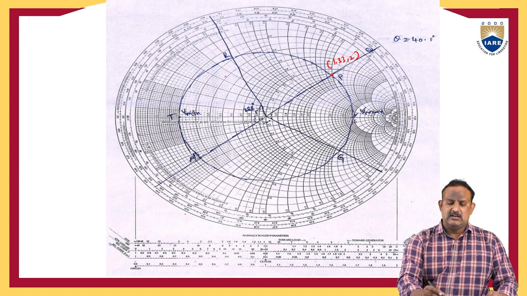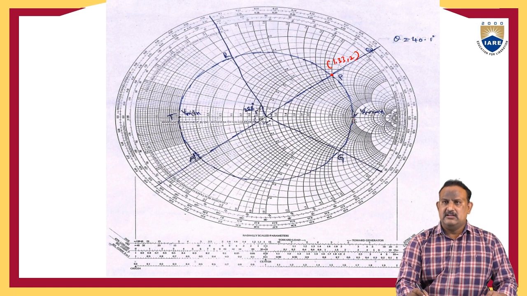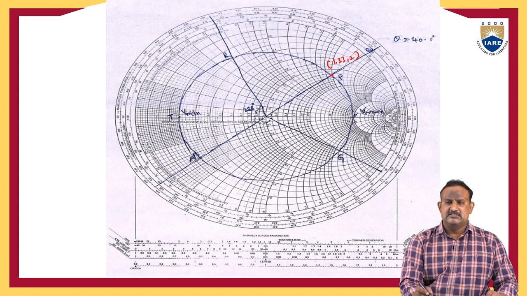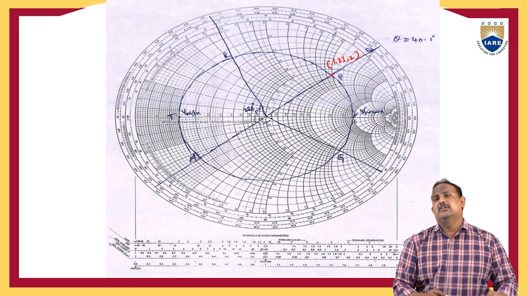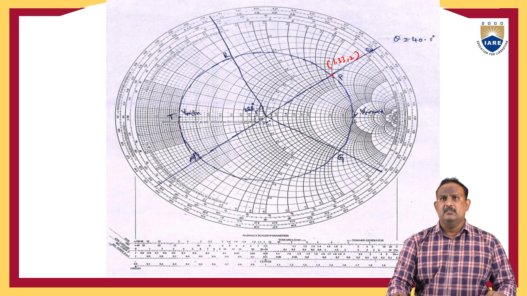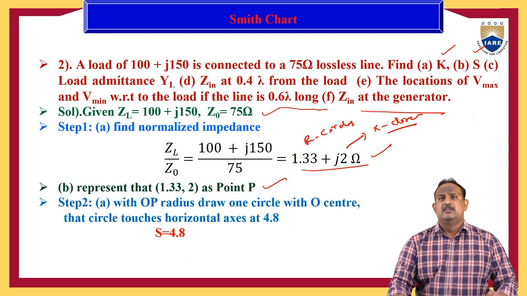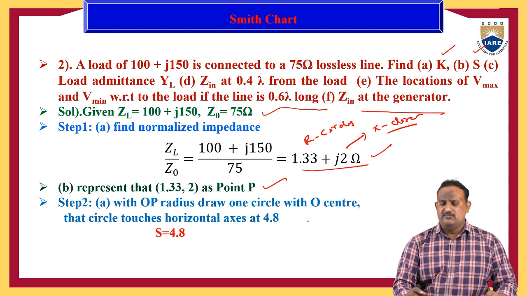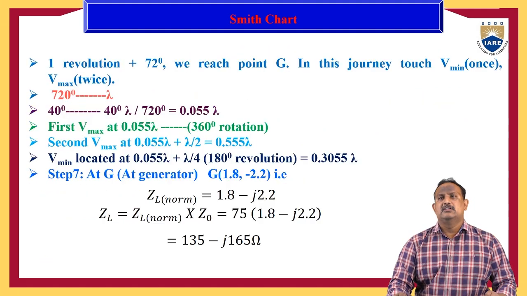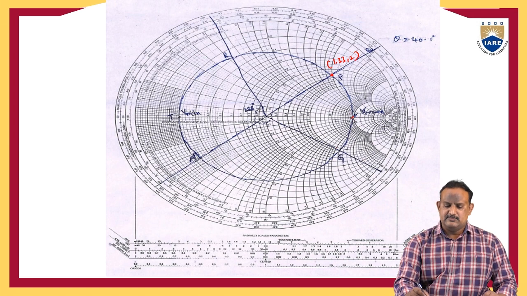Now taking OP as the radius, draw a circle. Here the circle touches the horizontal axis on both sides. Where the circle touches the horizontal axis on the right hand side is known as the VSWR. This point is known as the VSWR.